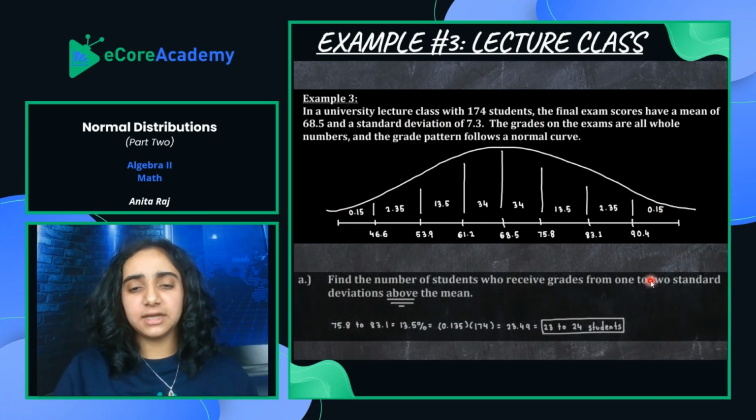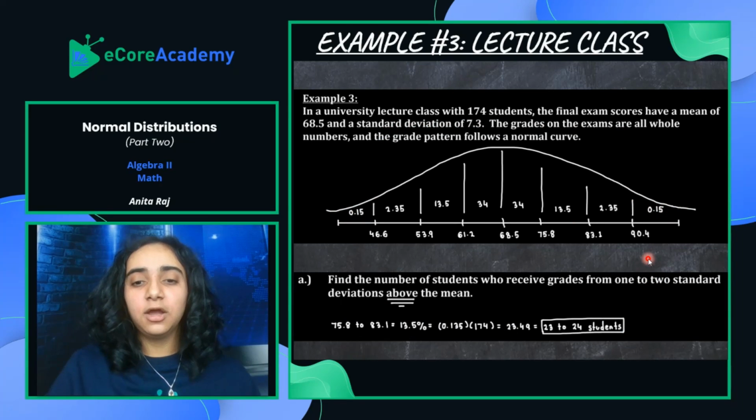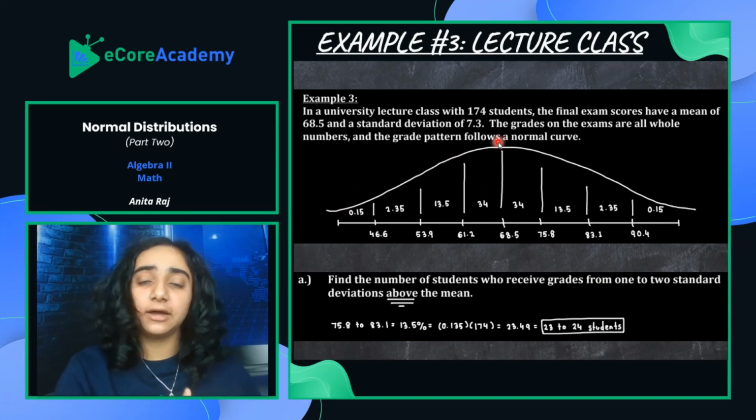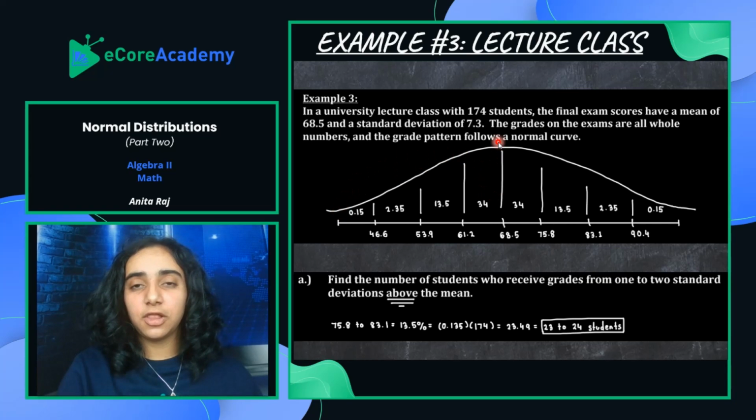So with that being said, let's move into the first problem. Find the number of students who receive grades from 1 to 2 standard deviations above the mean. So 1 to 2 standard deviations above the mean. So we're not focusing on what's on the left side. So that will narrow down any confusion. We're not focusing on the left side because that is below the mean. We're focusing above the mean. That's why I actually underlined this multiple times. So focusing above the mean.